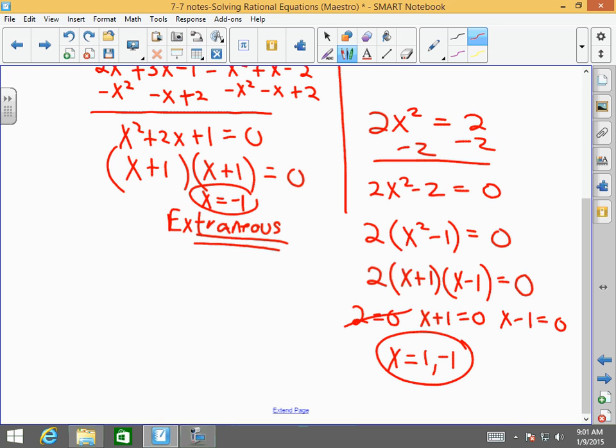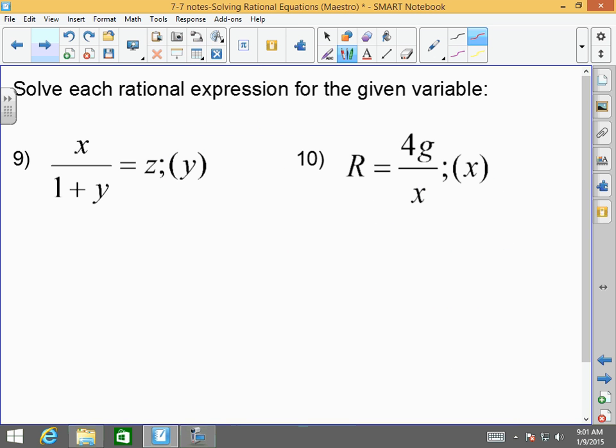We're good? Okay. Now, solve each rational expression for the given variable. Remember how we did this before, it's called literal equations. We're solving for an actual variable. You're going to use the same exact technique here, guys. Let's get rid of the denominator, okay? What's the LCD here? There's a 1 here.